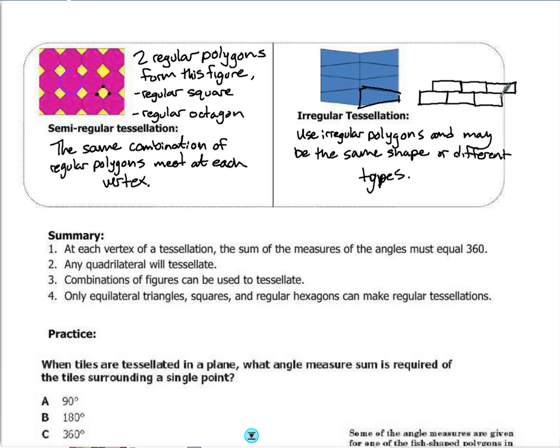So it kind of has the same type of principle. You can see the rectangles, there's no overlap or anything like that. It's just the same figure used in a different type of setup.